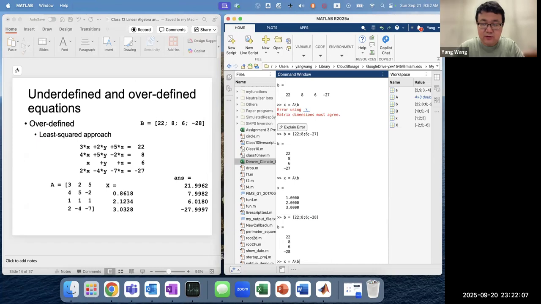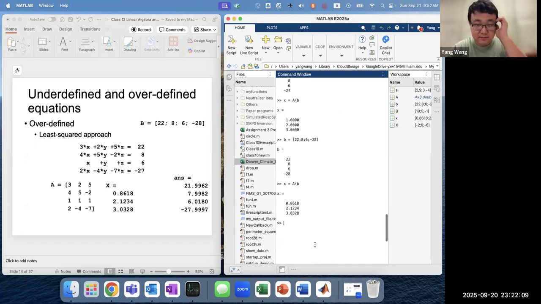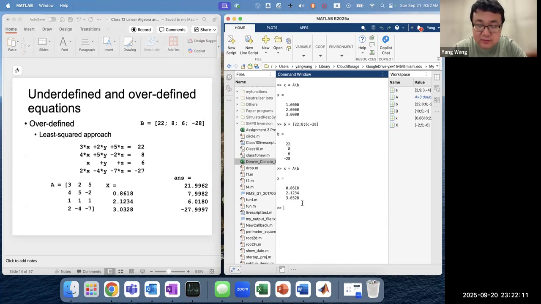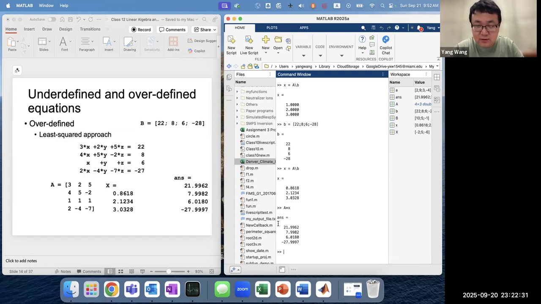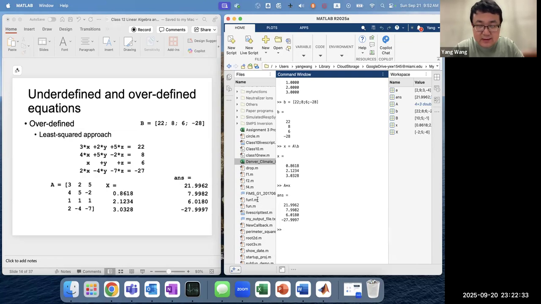Then you can use the same left division method, and this is what you get: 0.86, 2.1, 3.30. You can see that now it has deviated from 1, 2, and 3. Then you can plug it in: do A multiplied by X and see what we get on the right-hand side. It's actually very close to what we have over here.